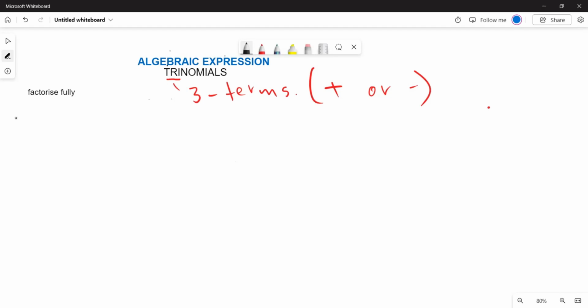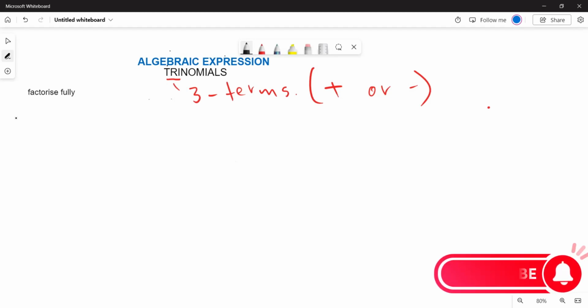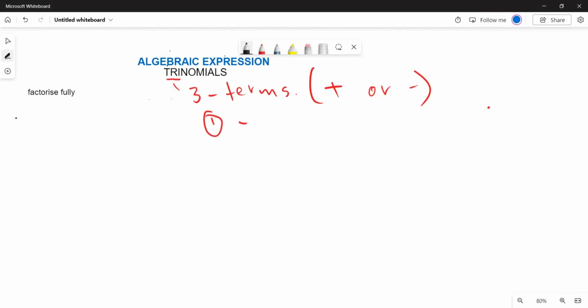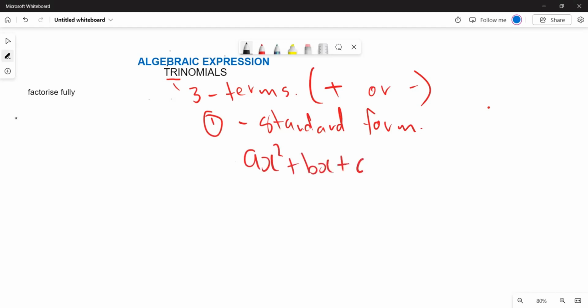Now one of the key things when it comes to solving trinomials is, firstly, you need to take whatever you are given and put it into standard form. Write it into standard form first so that you can know what you are required to do. For example, you can write it as ax squared plus bx plus c, which is the standard form.